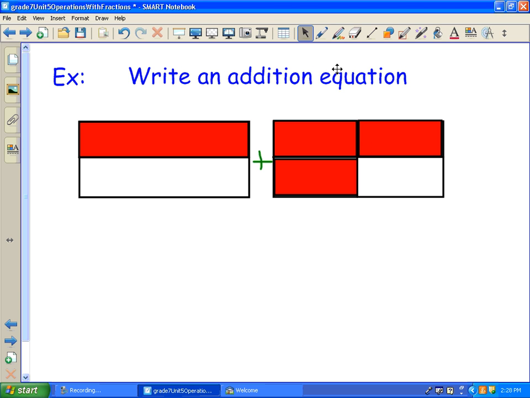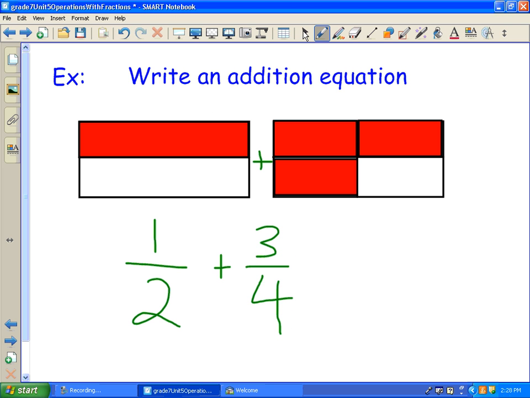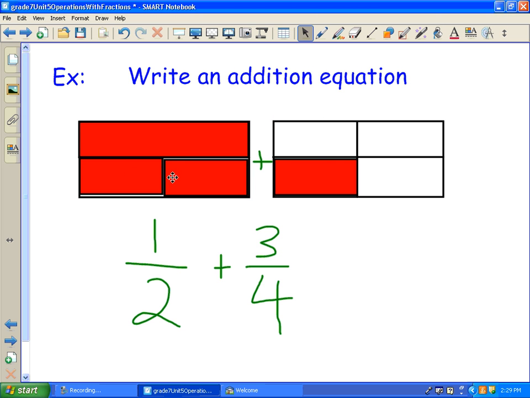Now, can we write an addition equation for this one? Well, let's look at the first one and write what we have. We have 1 shaded out of 2. What do we have here? We have 3 shaded out of 4. Let's put them together. Let's take our pieces, our fourths, and put them in over here. So we will end up with 1 whole shaded in, and then 1 piece out of 4 left.